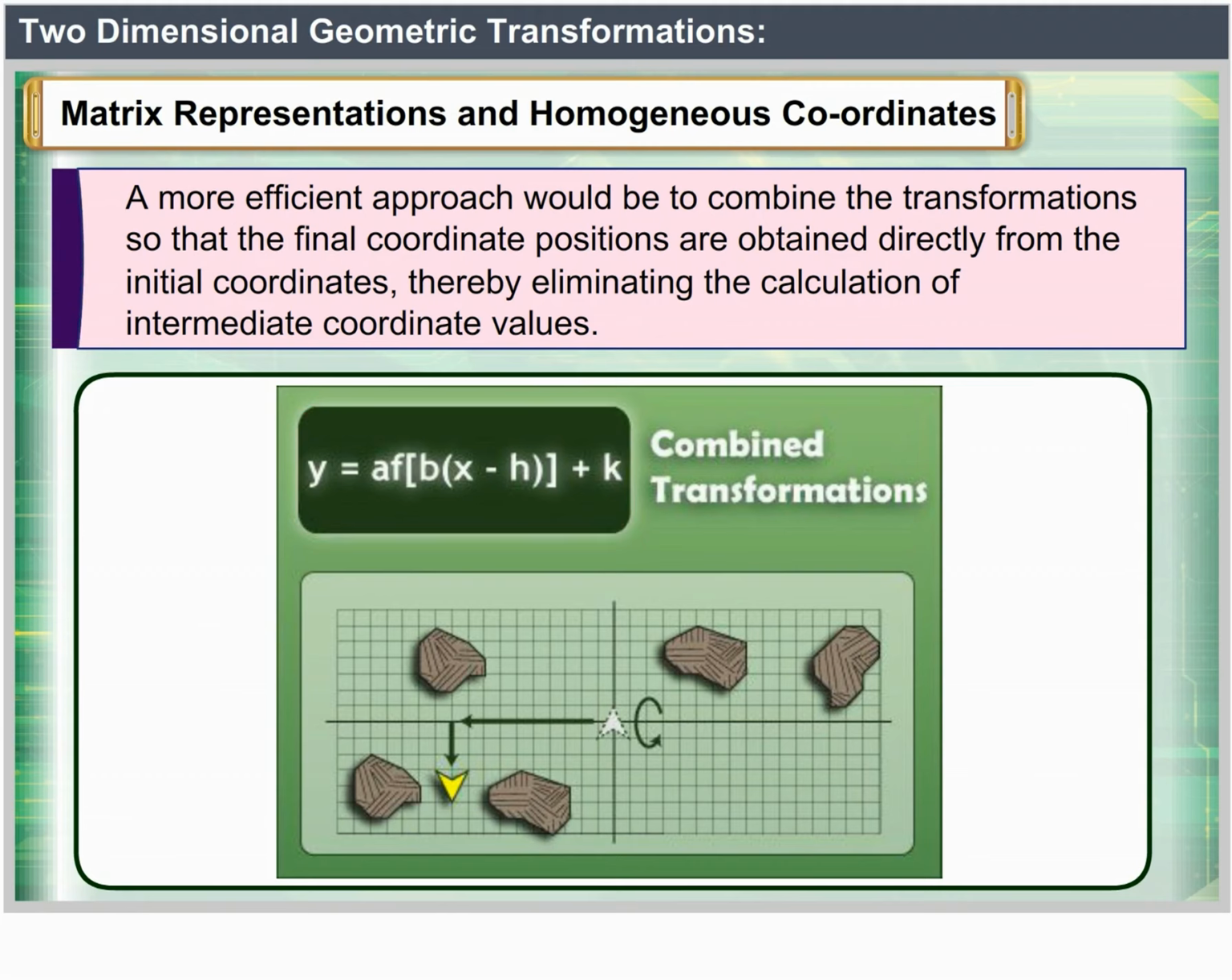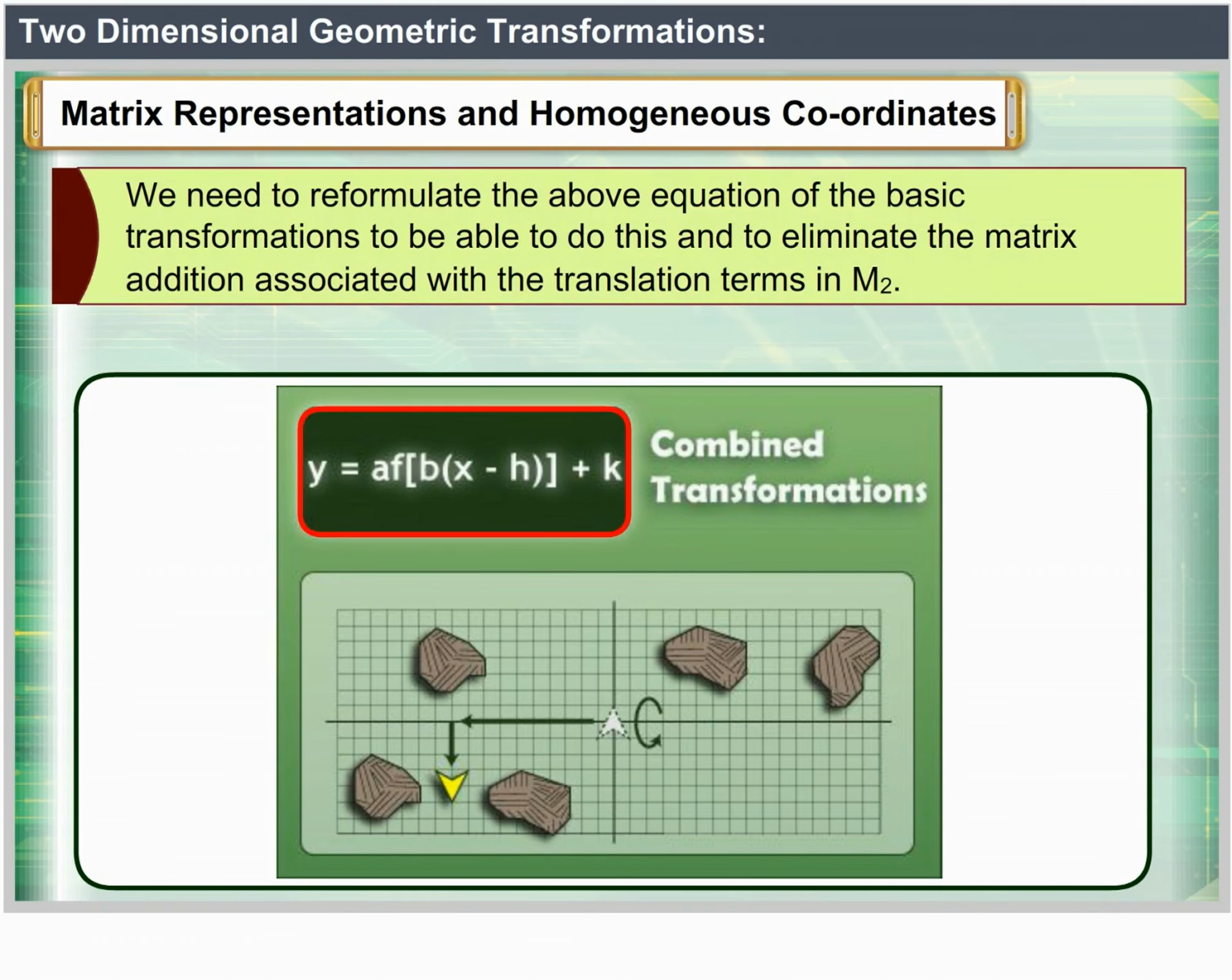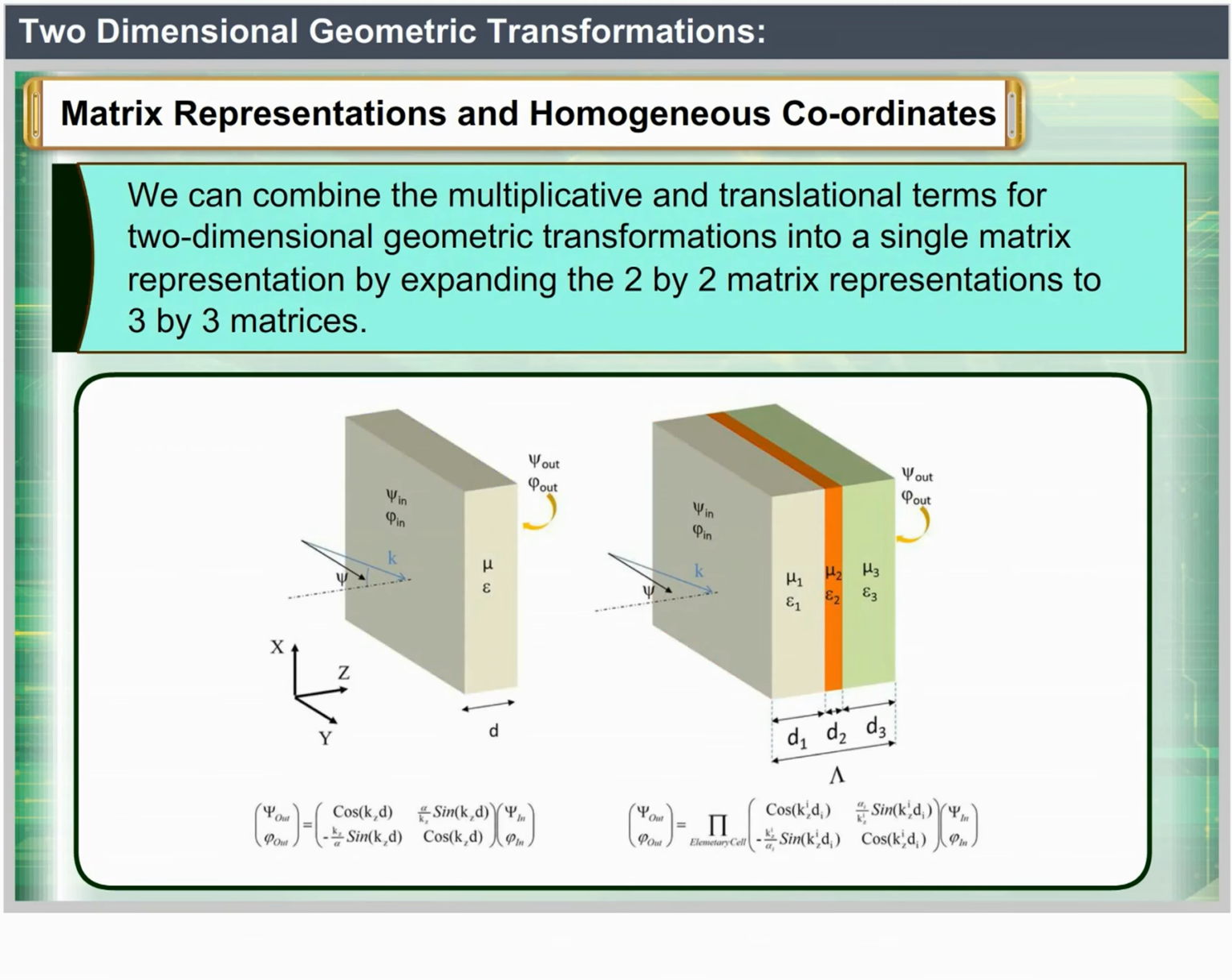To be able to do this, we need to reformulate the above equation of the basic transformations to eliminate the matrix addition associated with the translation terms in M2. We can combine the multiplicative and translation terms for two-dimensional geometric transformations into a single matrix representation by expanding the 2 by 2 matrix representations to 3 by 3 matrices. This allows us to express all transformation equations as matrix multiplications, providing that we also expand the matrix representations for coordinate positions.